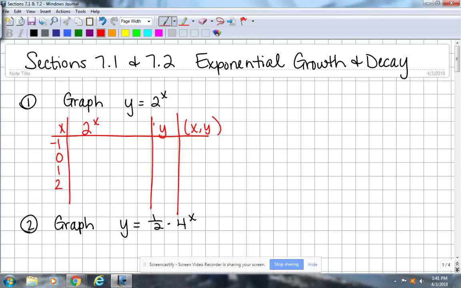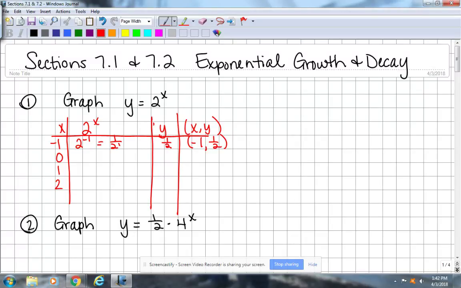So I'm going to start with 2 to the -1 power. Now, I know we got a lot of cobwebs in our brain from spring break, but what did we do with negative exponents? Move them to the other part of the fraction. So 2 to the -1 is 1 over 2 to the first power, right? And 2 to the first power is just 2, so that is 1/2. So this is the ordered pair, -1, comma, 1/2.